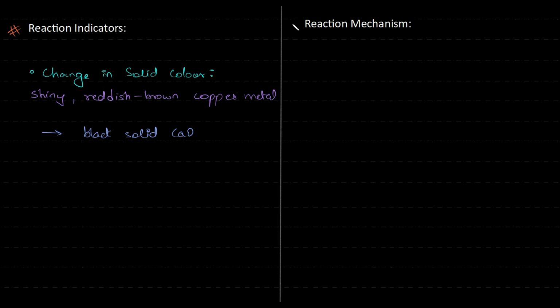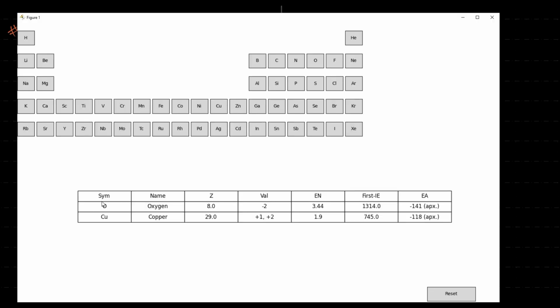Then next, let me show you the periodic table. Copper and oxygen. Copper has a valency of +2 and also +1. Oxygen has a valency of -2, and so we have CuO. And then the electronegativity difference, first ionization energy, and electron affinity. So the values are quite near each other.